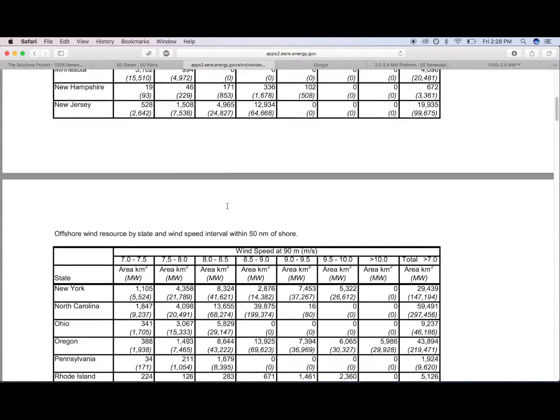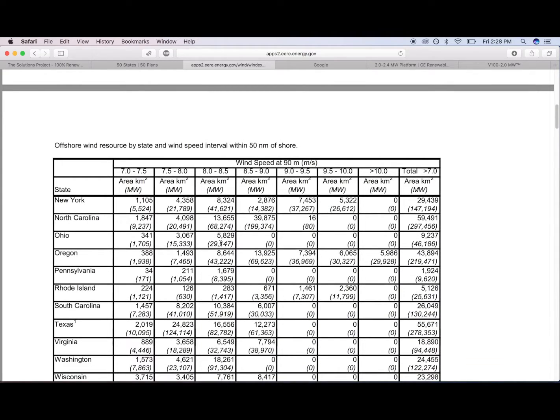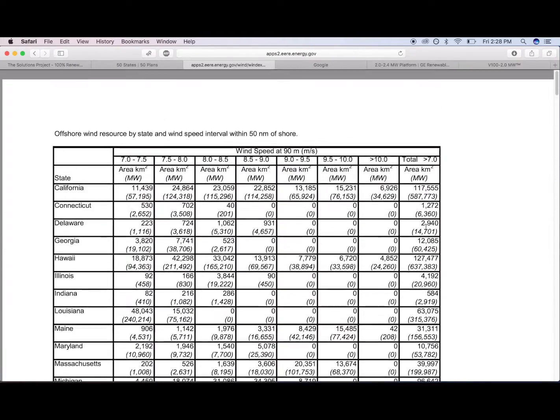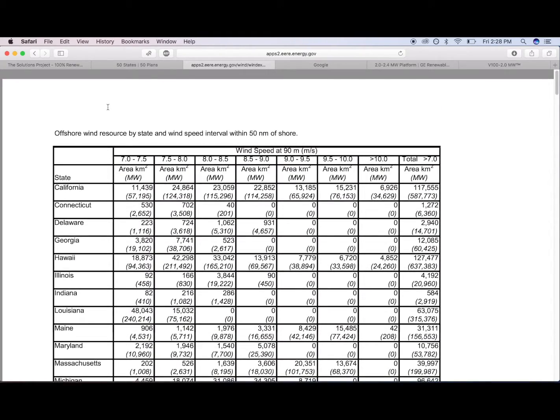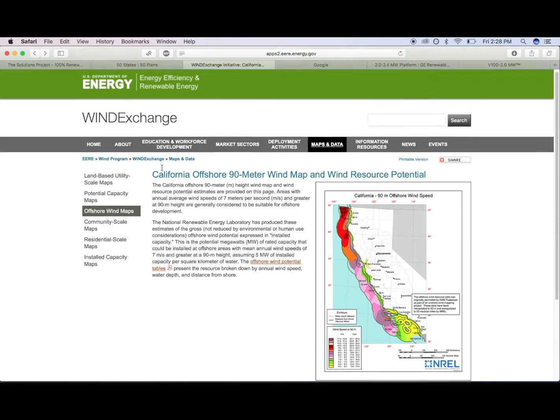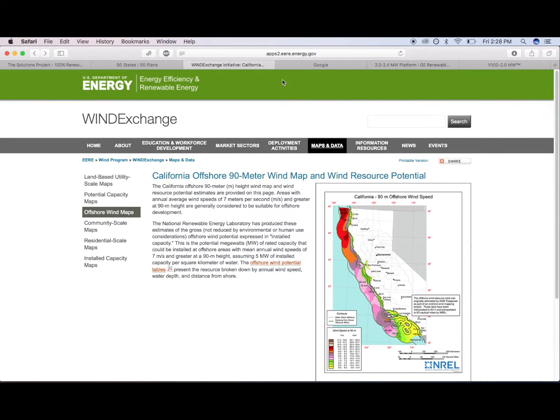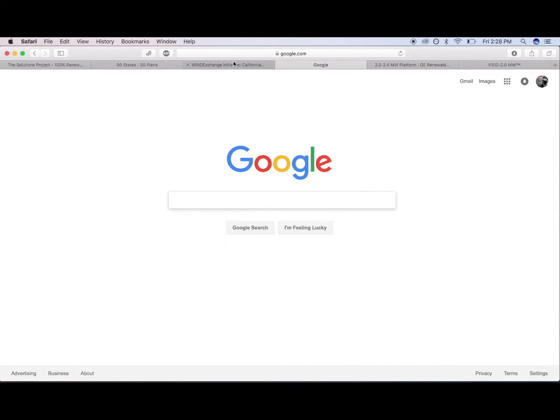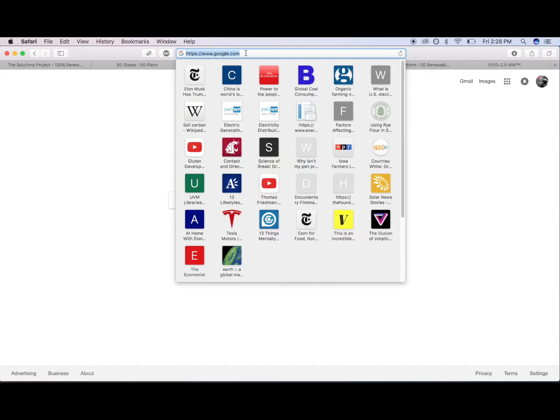If I go down here to Ohio, the total amount is, again, over 40 gigawatts. So that would certainly cover my state. And then from there, we want to look at, okay, if we're going to be putting in wind farms, where do we want them to go?